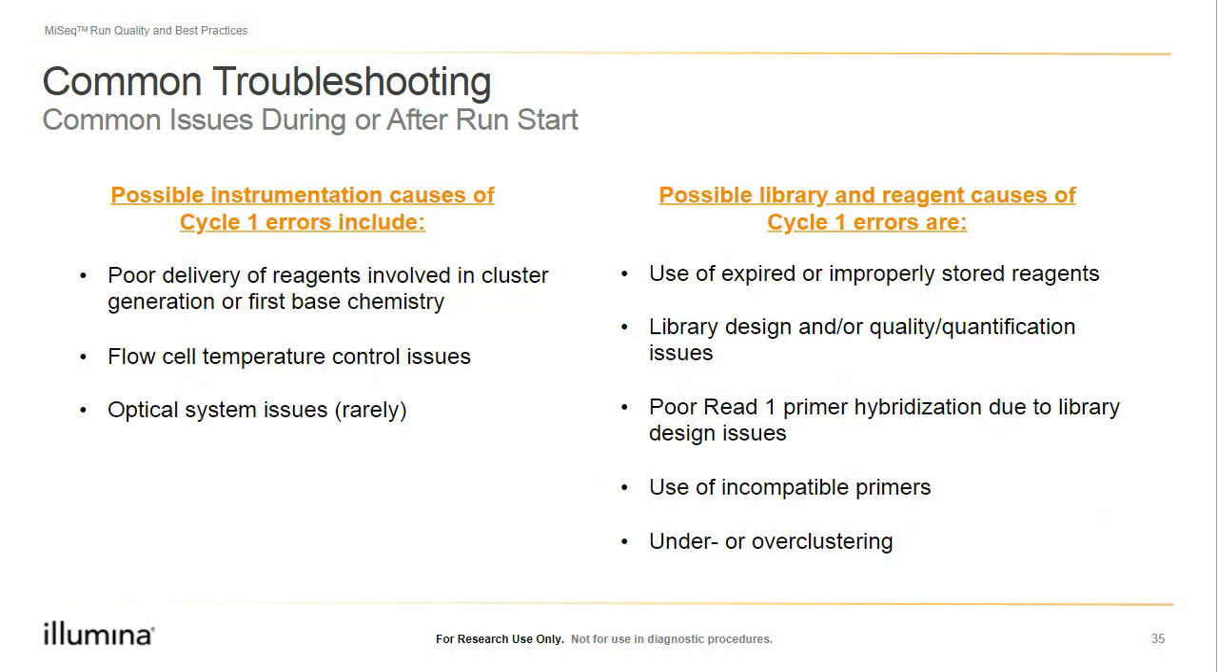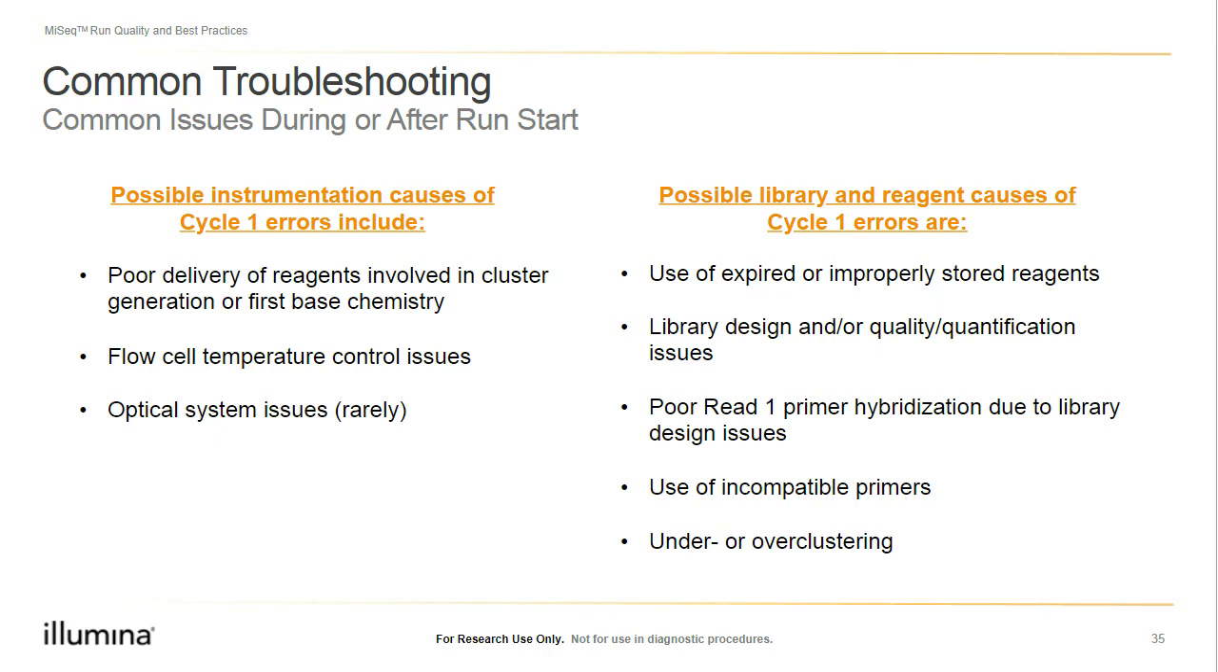Some possible instrumentation causes of these errors include poor delivery of reagents involved in cluster generation or first base chemistry, such as sequencing primers, flow cell temperature control issues, optical system issues, although these are very rare. Possible library and reagent causes of cycle 1 errors are the use of expired or improperly stored reagents, library design and/or quality or quantification issues. So if we have an incompatible library or either too much or too little library in our pool, we can get this error.